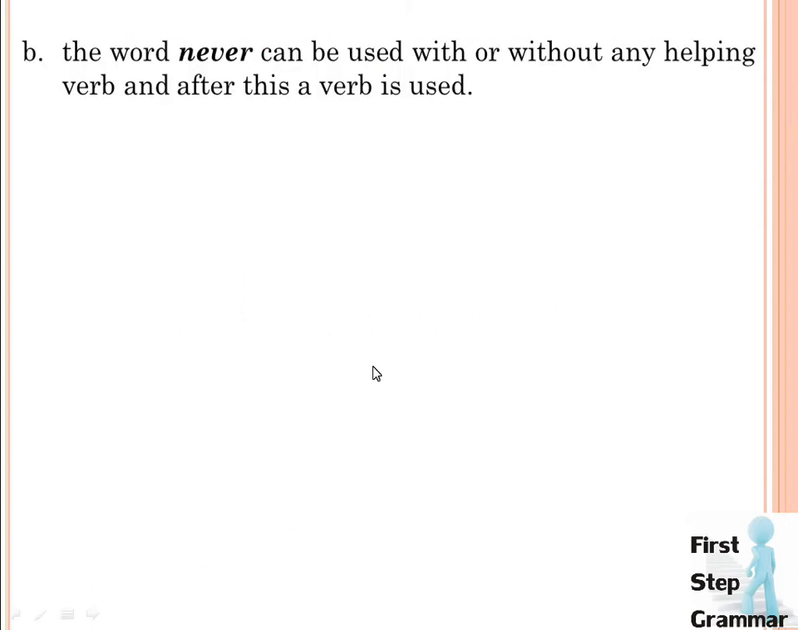In the second case, we have the word never. The word never can be used with or without any helping verb depending on the sentence, and after this, a verb is used. Let's see the example for this. My brother never tells a lie. Now, here, my brother is the subject, never is a negative word, and tells is the verb. You can see here that we haven't used any helping verb to show the negation of the sentence.